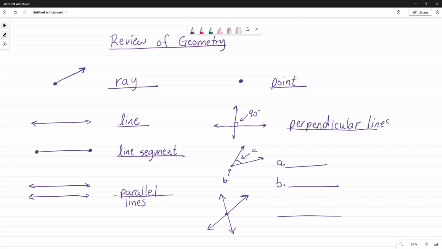Perpendicular lines. Now there's two parts to this one. So what do we call that measurement, that inside space between two rays? That is an angle. Specifically, this one is less than 90 degrees, so it's called an acute angle. If it is exactly 90 degrees, we call that a right angle.